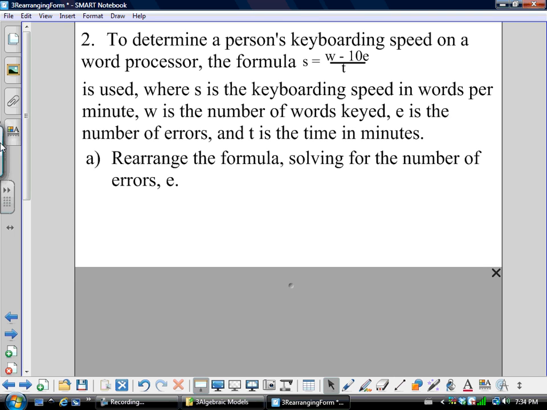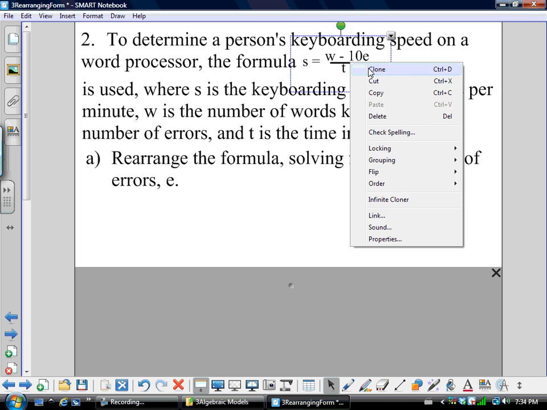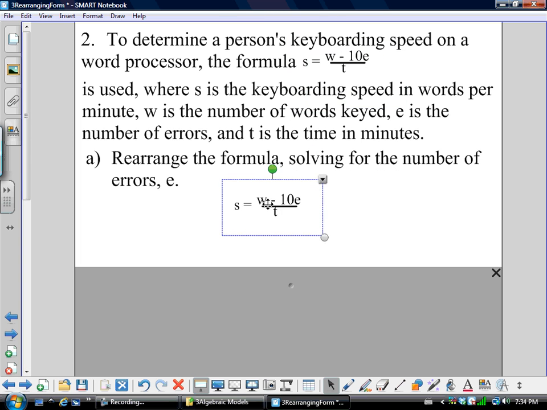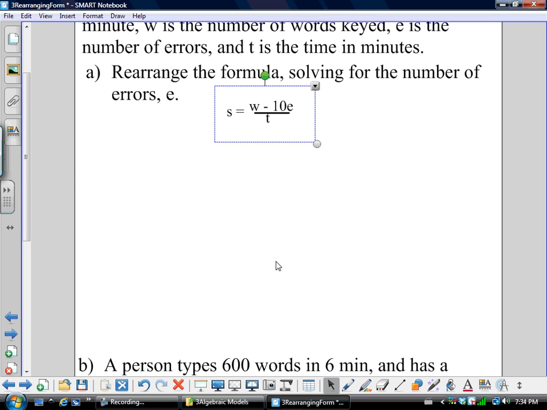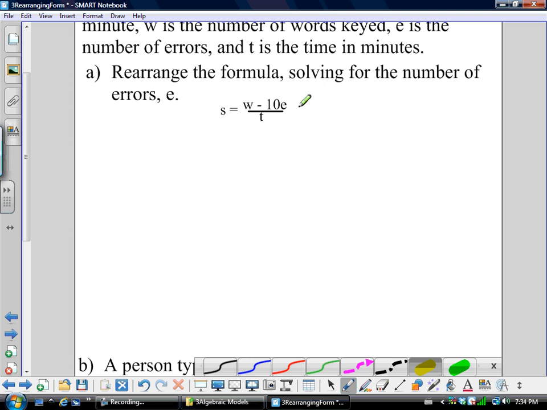So we're going to start with that. I'm going to clone the original equation. So this is our starting point. And with our starting point, they want us to solve for the E this time. So I am just going to highlight the E.